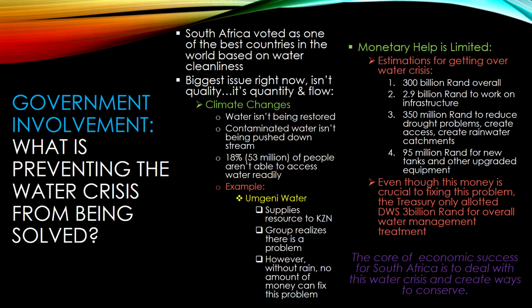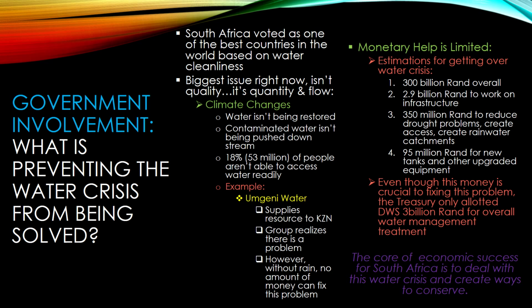The first is that climate change is happening. Water isn't being restored. Contaminated water isn't being pushed down into streams or through rivers. So therefore it's just sitting there, and even though there might not be enough flow in the water and everything, it's still moving, and people are still going to use it because they're going to get thirsty eventually.